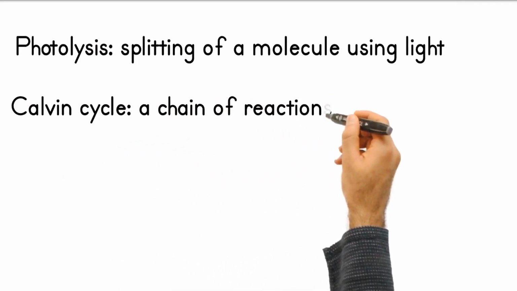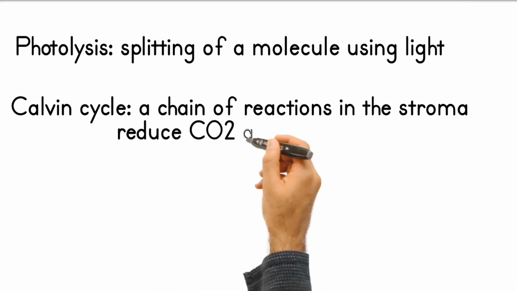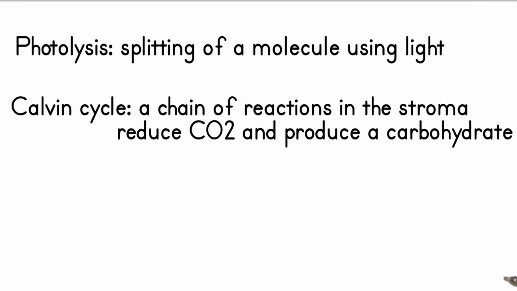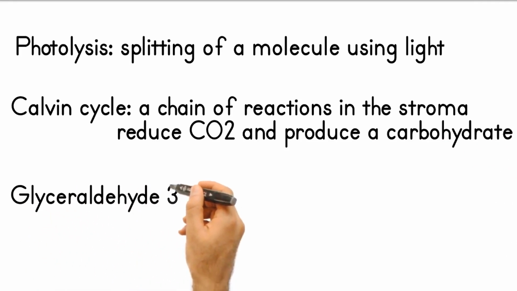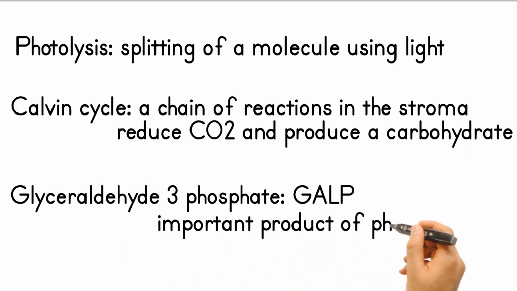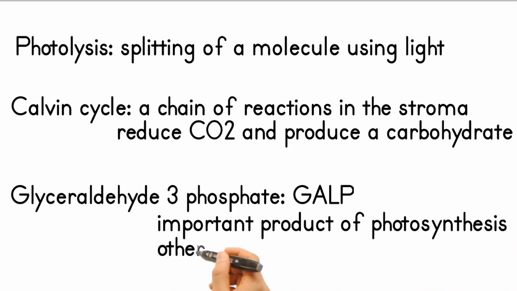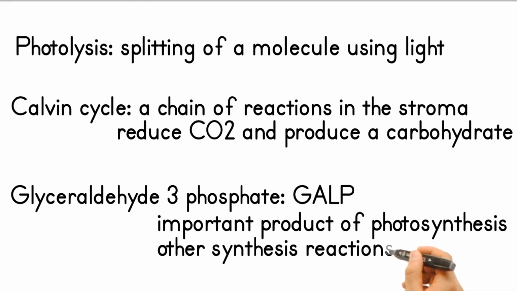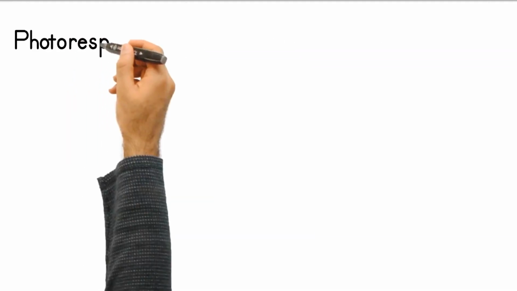Calvin cycle, is a chain of reactions in the stroma that reduce CO2 and produce a carbohydrate. Glyceraldehyde 3-phosphate, also called GALP, is an important product of photosynthesis. It is used in a number of other synthesis reactions.